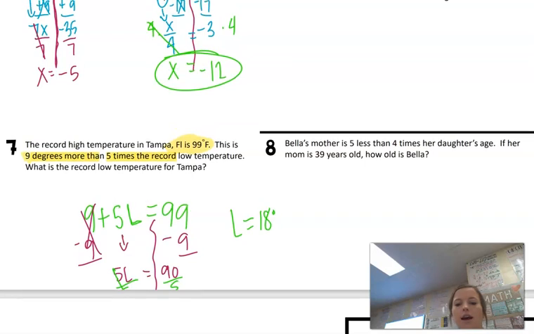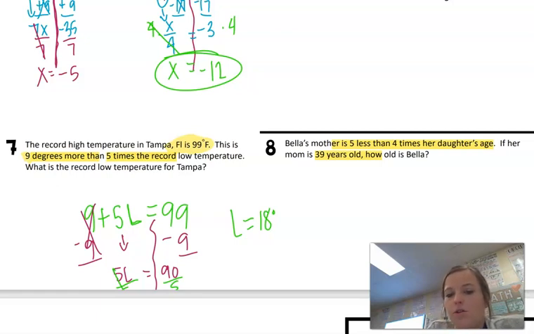All right, let's look at number 8. Bella's mother is 5 less than 4 times her daughter's age. If her mom is 39 years old, how old is Bella? So again, we need to go back through and highlight our important information. We know Bella's mother is 5 less than 4 times her daughter's age. If her mom is 39 years old, we want to know how old Bella is.